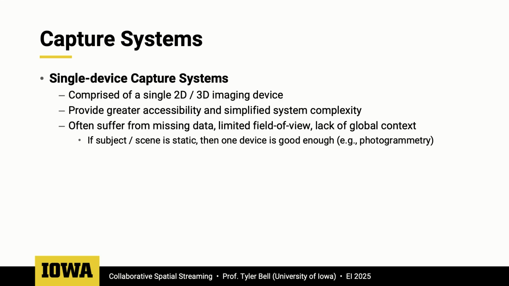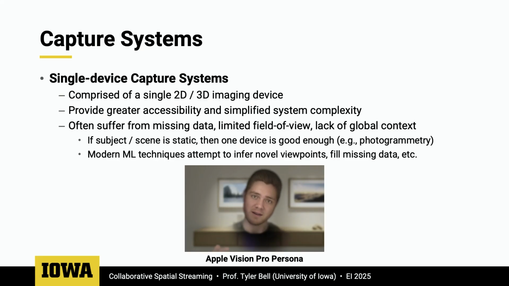and that's how things like photogrammetry work. These limitations of single device capture systems can also be overcome with modern machine learning techniques that attempt to infer novel viewpoints or fill in missing data. Here we see my persona within the Apple Vision Pro, and obviously while I'm wearing a VR headset, the headset cannot capture my face, but there are sensors in the device and models running on that data to try to fill in the 3D of my head. Okay, single capture system, good for accessibility, but we're missing some data.